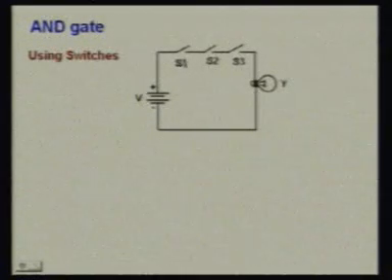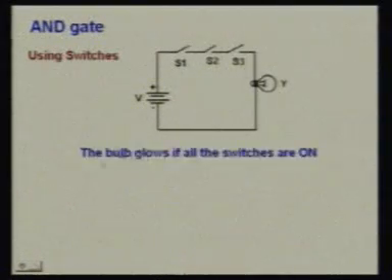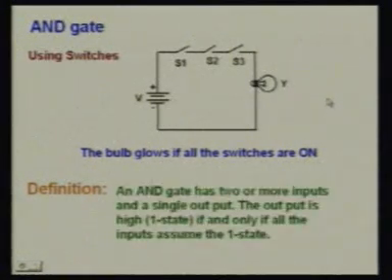If any of S1, S2 and S3 is open, that is in 0 state, this bulb will not glow because current will not reach the bulb, as the circuit will be discontinued. So here we see that the bulb will glow when all the inputs S1, S2, S3 are in 1 state, otherwise it will not glow. So we can simply see the bulb glows if all the switches are on. So now we define the AND gate. Again, it has 2 or more inputs.